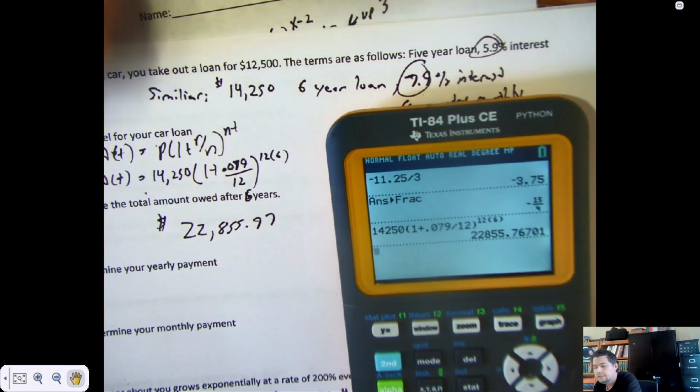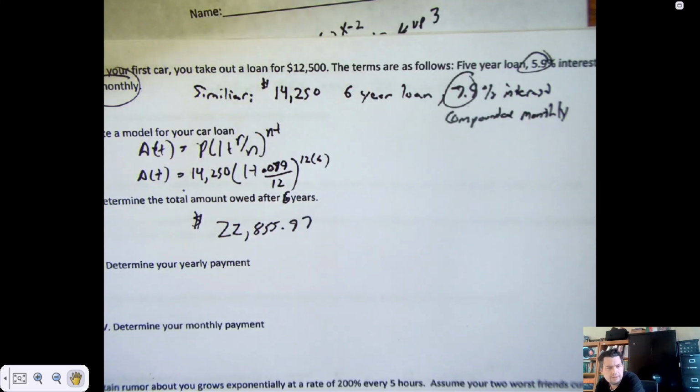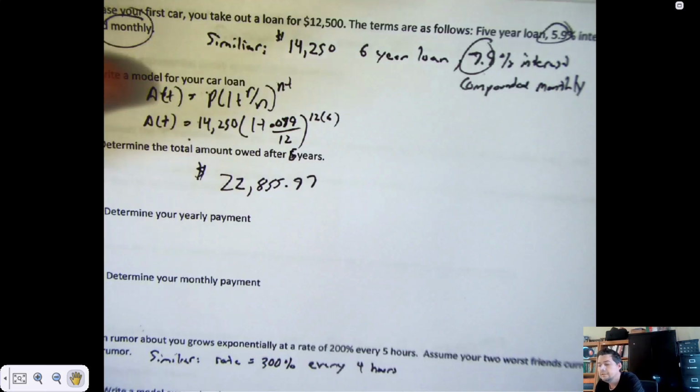$22,855.77. So interest is a killer, isn't it? That's $6,000 in income you have to come up with. When you borrow money, that's the deal. You've got to pay it and more back. Determine your yearly payment. Well, this was for 6 years, right?